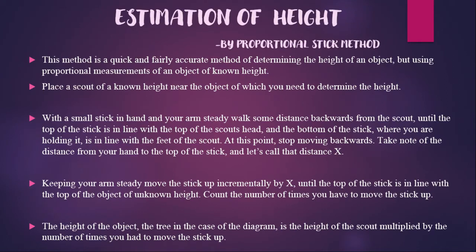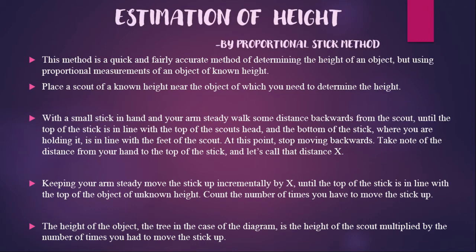With a small stick in hand and your arm steady, walk some distance backwards from the scout, until the top of the stick is in line with the top of the scout's head, and the bottom of the stick, where you are holding it, is in line with the feet of the scout. At this point, stop moving backwards. Take note of the distance from your hand to the top of the stick, and let's call that distance x.